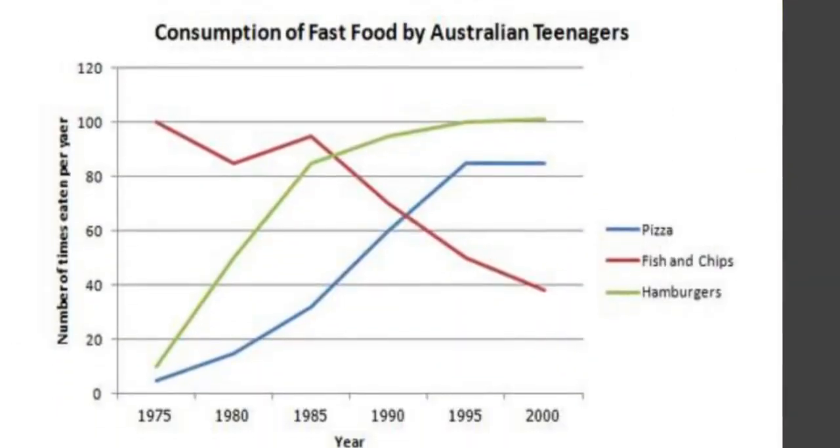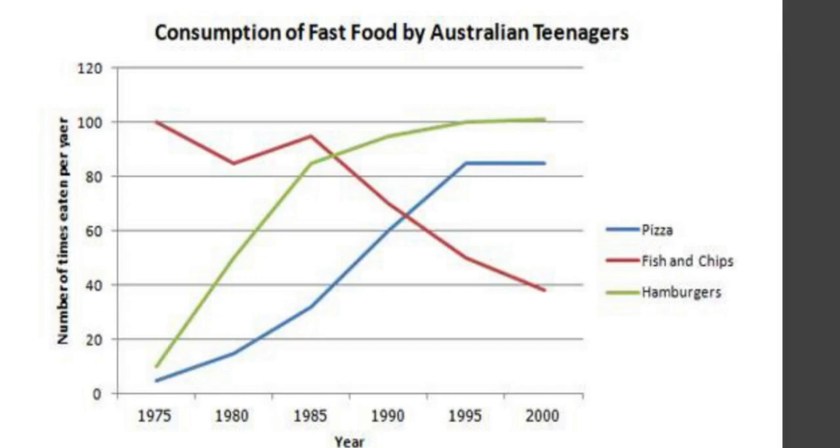This line graph shows us the consumption of fast food by Australian teenagers over a period of 25 years from 1975 to 2000. Here we can see 3 lines have been shown. The blue line shows us the consumption of pizza, the red line shows us the consumption of fish and chips, and the green line shows us the consumption of hamburgers.